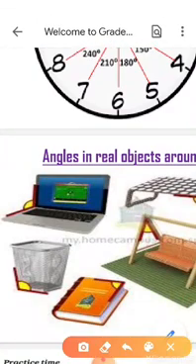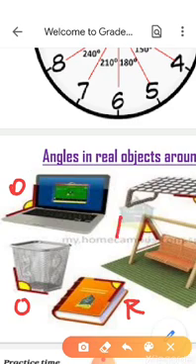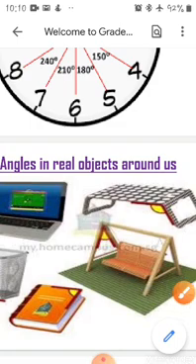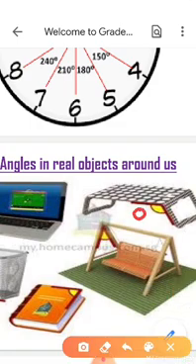I'll mention A for acute, O for obtuse, and R for right angle. In this laptop, it clearly deviates from the right angle, so it is an obtuse angle. In this also, it slightly deviates from the right angle, which is an obtuse angle. This is exactly an L shape, so it is a right angle. This resembles A, which is an acute. And this one is obtuse, again clearly deviating.